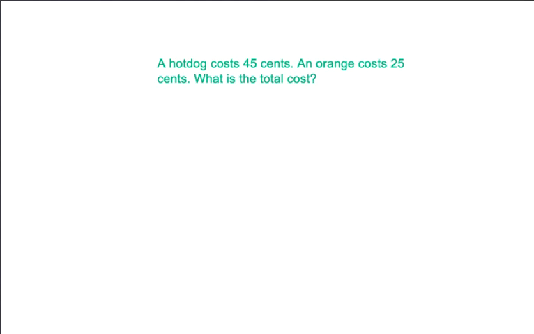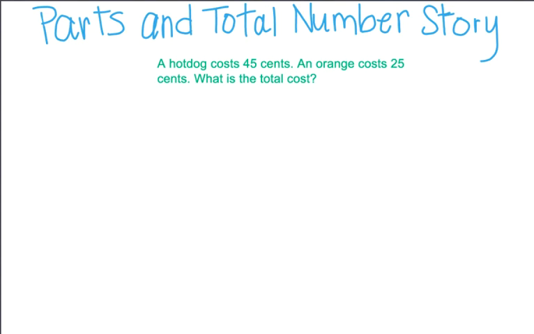Here is a new number story, a new parts and total number story. A hot dog costs 45 cents. An orange costs 25 cents. What is the total cost? So we've heard 2 parts, 45 cents, 25 cents. We want to know what is the total cost. So we have 2 parts. We want to find the total. This sounds like a great time to use the parts and total diagram to organize our information.